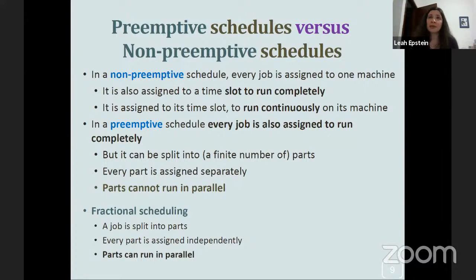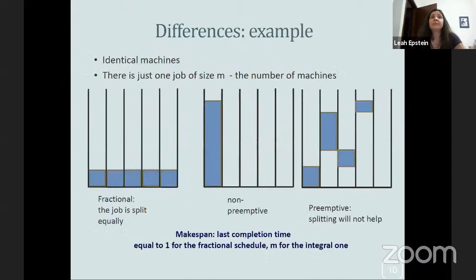For that to become interesting, the model needs to be slightly more complicated. So here is an illustration of the differences. On the left-hand side, the assignment is fractional. So if we just have one job in this case, we can split it equally and have a flat schedule. If the schedule is non-preemptive, we cannot split it into parts, to run them in parallel or not in parallel, we just can't split it, and this is what you see in the middle. On the right-hand side, you see a preemptive schedule.